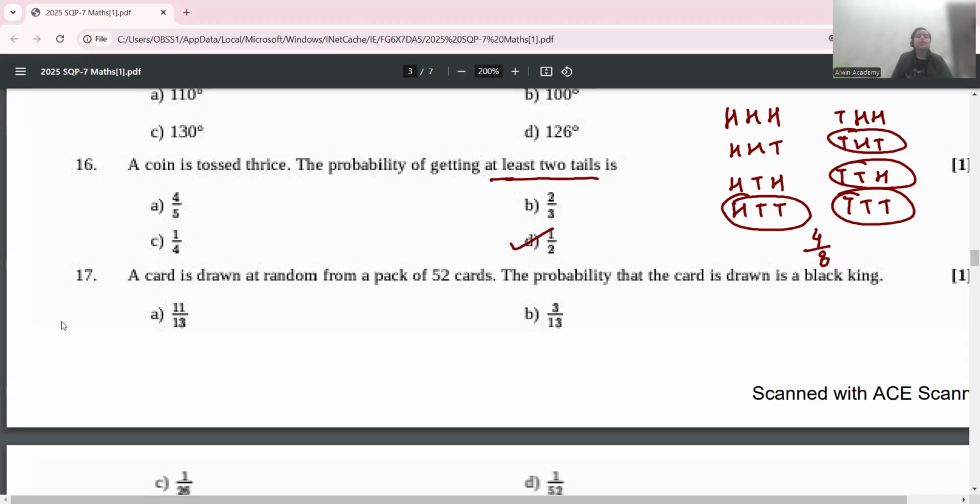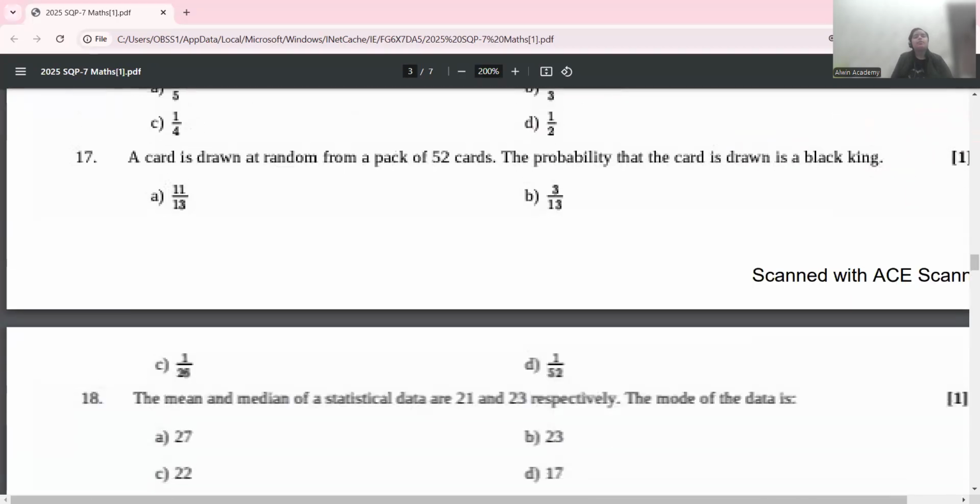Going to the next question. A card is drawn at random from a pack of 52 cards. The probability that the card drawn is a black king. Now there are four kings in a deck of 52 cards.